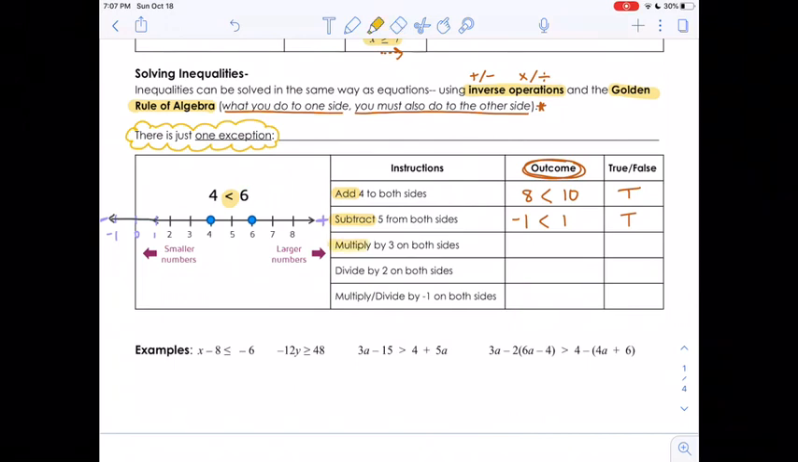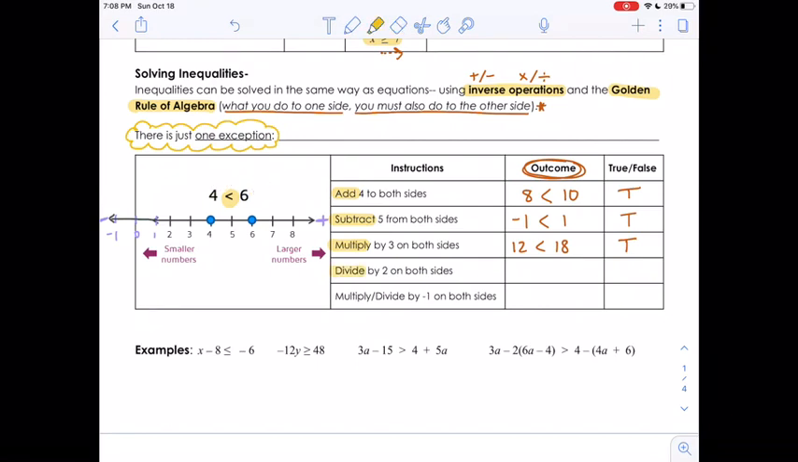Multiply by 3 on both sides. So let's see what happens when I multiply by 3 on both sides. 4 times 3 is 12. I'm going to keep my symbol less than. 6 times 3 is 18. Is 12 less than 18? Yes, that's true. 12 is less than 18. So nothing happens. Everything remains true when we multiply by 3 on both sides. We have no problems. Let's do the next one.